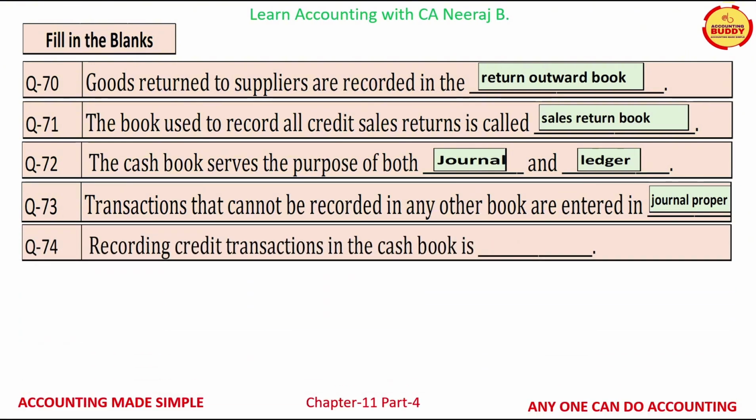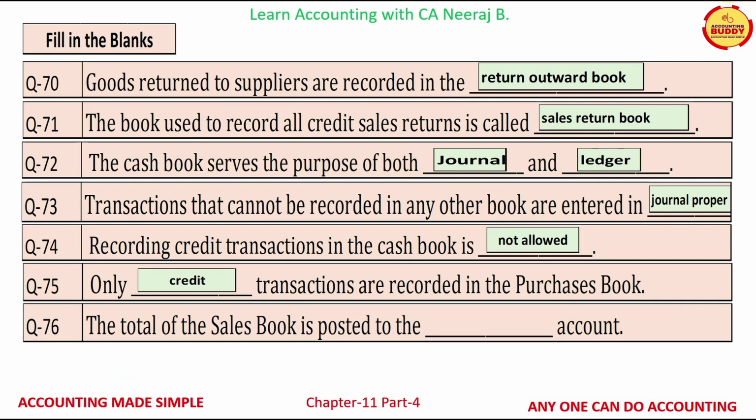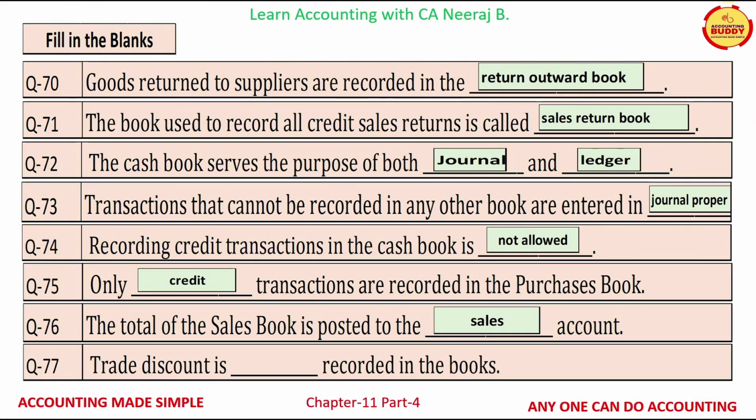Question number 74, recording credit transactions in the cash book is dash. The correct word is not allowed. Question number 75, only dash transactions are recorded in the purchases book. The correct answer is credit transactions. Question number 76 is the total of sales book is posted to dash account, and the correct answer is sales account. Question number 77, trade discount is dash recorded in the books. The correct answer is not recorded in the books.